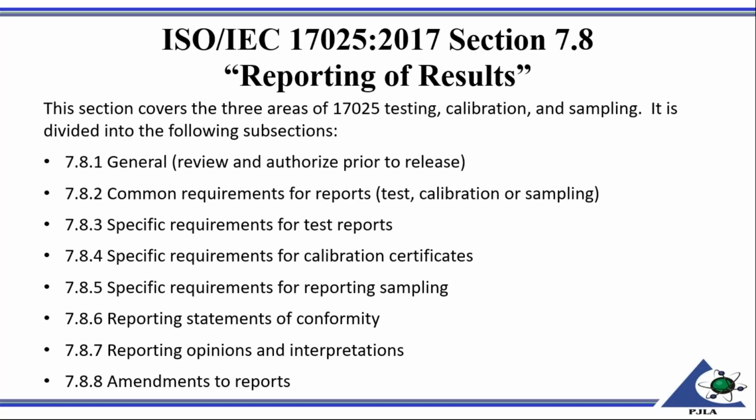7.8.5, specific requirements for reporting sampling. Sampling is, again, usually paired more with testing, but it is possible to have a calibration that covers sampling. But again, these requirements are going to be on top of the generalized requirements. 7.8.6, reporting statements of conformity. This is going to be more pass or fail, in tolerance, out of tolerance, that kind of statement. If you're making those statements, this is going to be the requirements thereof and how those are necessary to be utilized.